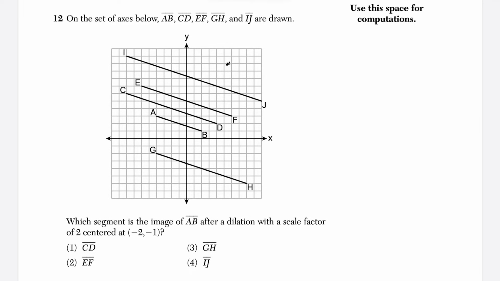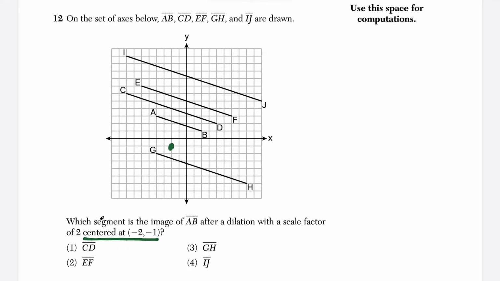Question 12, on the set of axes below, A, B, C, D, E, F, G, H, I, J are drawn. Which segment is the image of AB after a dilation with a scale factor of 2 centered at -2, -1? For questions like this, the first thing I like to do is identify the center on the graph. So we have a center at -2, -1. So there's the center.